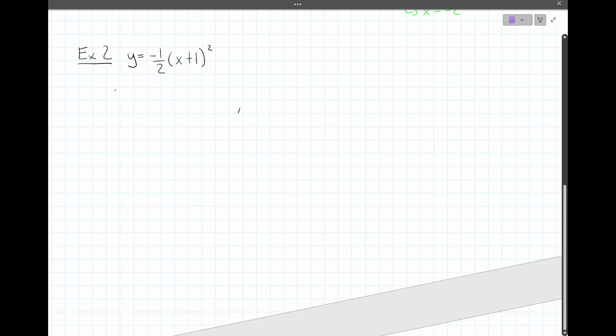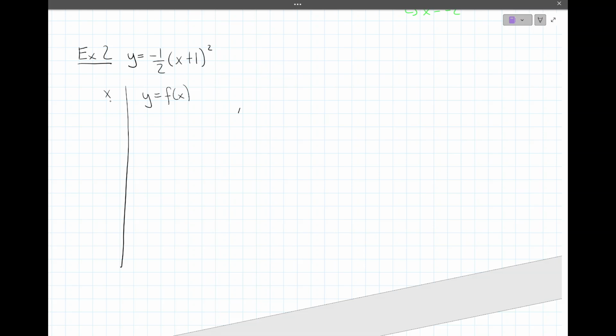And what we'll do now is do our x values and then y equals f of x as our other column. What I'm going to see here is my middle value. To get this x plus 1 back to 0, x needs to be negative 1. So that's going to be the middle value that I choose here. So 1, 2, 3. This is going to be negative 1. That means above will be 0, 1, 2, and below will be negative 2, negative 3, negative 4.